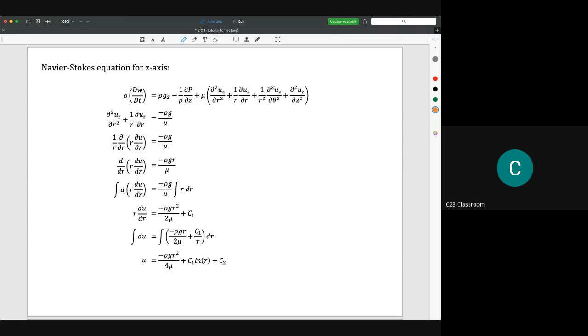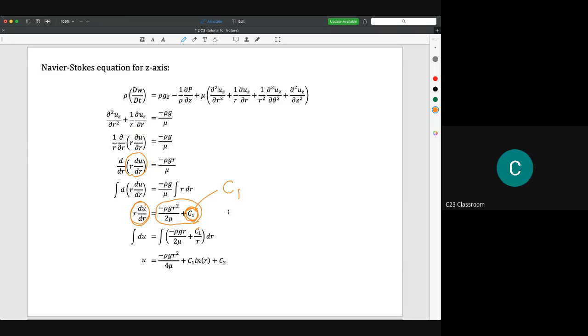Now we could integrate both sides. We bring the dr to the right hand side and integrate, so the term r du dr becomes the left hand side, and then we integrate the right hand side with dr. So we get this term, and please don't forget to add another constant here. We show it as C1.